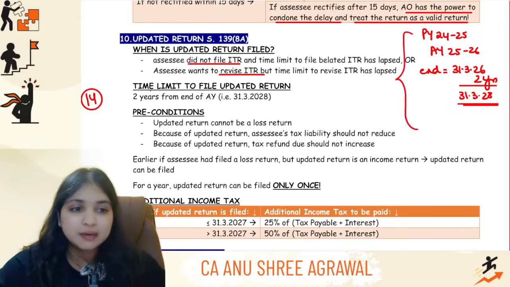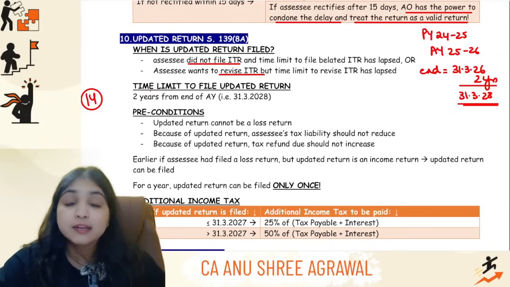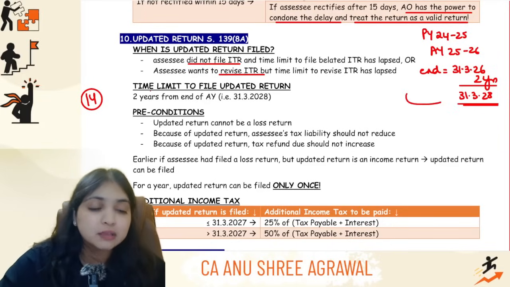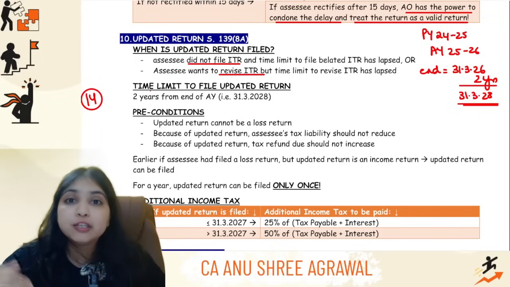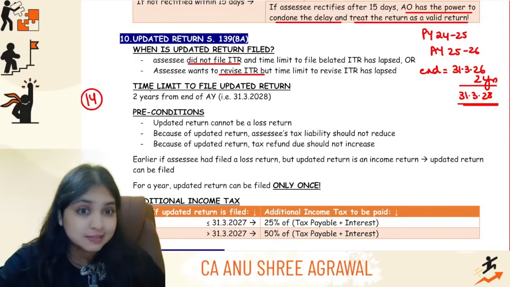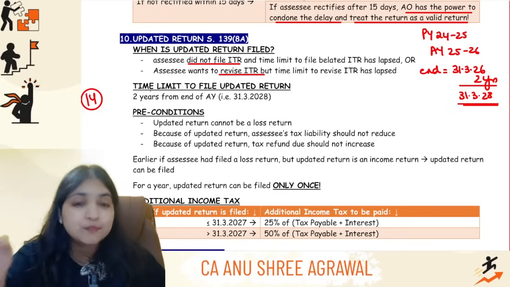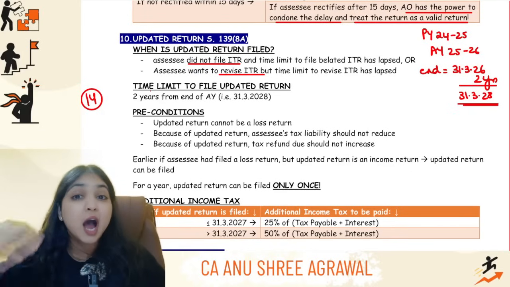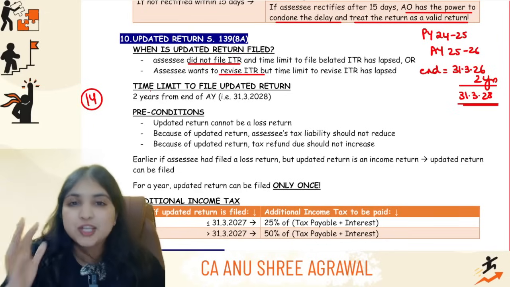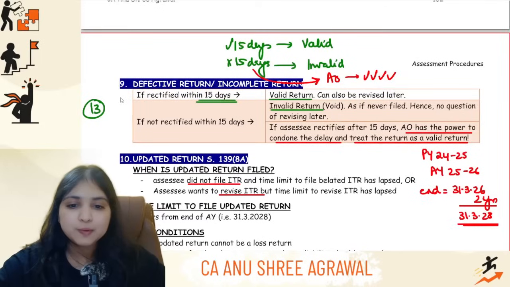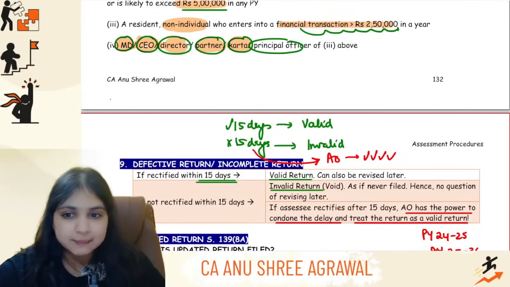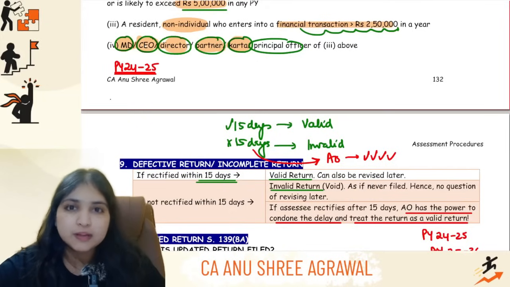Now see, through updated return, government is giving you a favor, guys. Even though your time limit to file belated return has lapsed, even after that, the government is letting you file the return. Even though your time limit to file the revised return has lapsed, still the government is letting you revise the return. So the government is clearly doing a favor on you. So in such cases, because the government is doing a favor on you, government will expect additional income tax from you. Now, how much additional income tax? Listen to me carefully. I'll help you understand this with the help of a timeline. Let's make a timeline over here. Let's say we're talking about previous year 24-25. Okay, 24-25, you want to file the return.